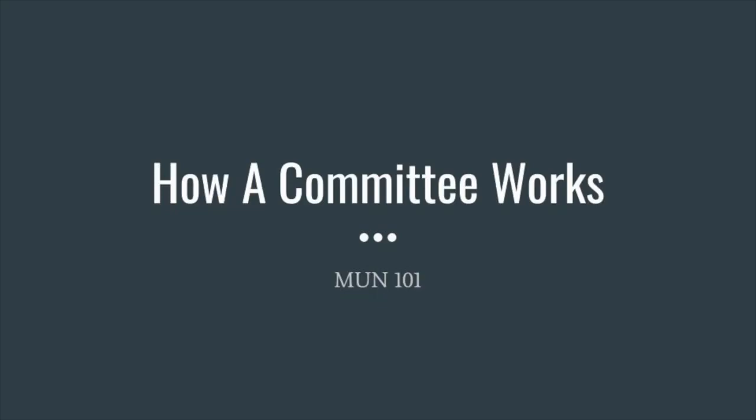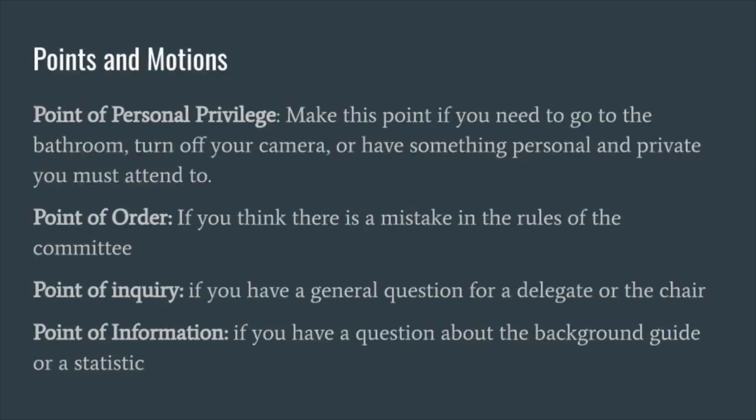To begin, we'll talk about the different points and motions you could make. A point of personal privilege is typically what one would say to request something outside the debate topic. For instance, in person, this point can be made to ask to go to the bathroom, turn on the AC, or if you'd like someone to speak up.